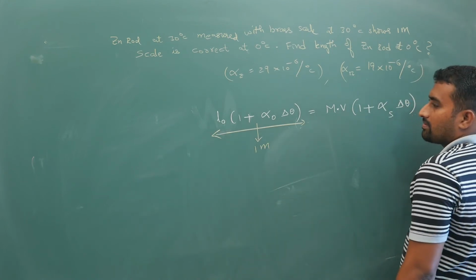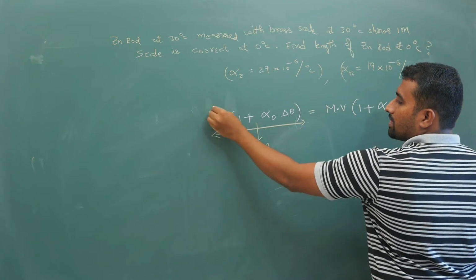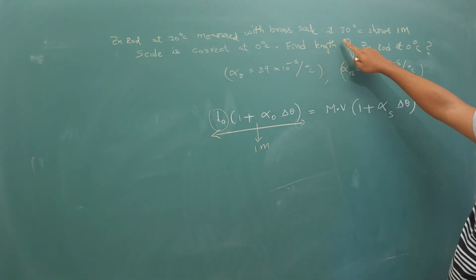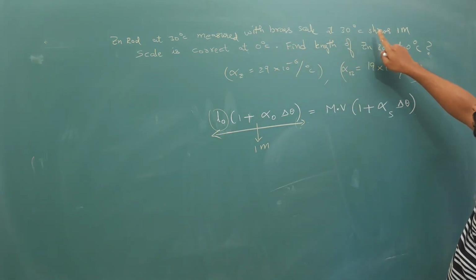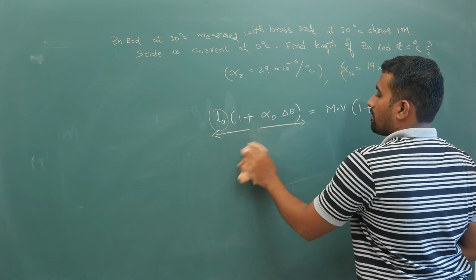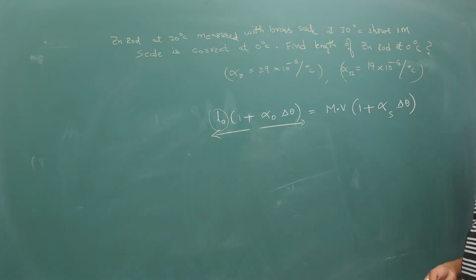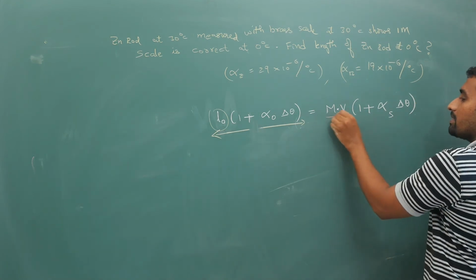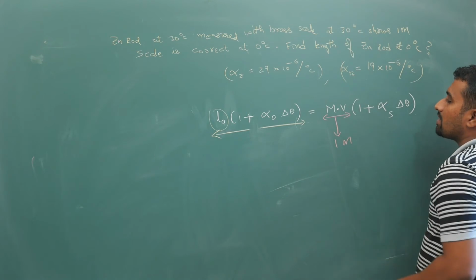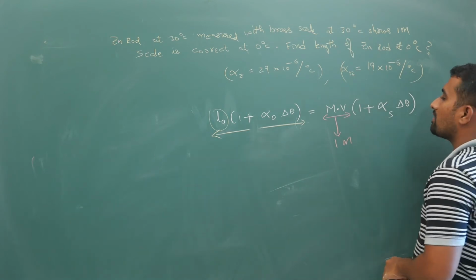He is asking which length means L naught, because the zinc rod at 30 degrees centigrade measured with a brass scale shows 1 meter. Okay, so it shows 1 meter. Appears to be 1 meter long. Okay, appears to be 1 meter long means your measured value is given as 1 meter. Which side what you are supposed to keep, you observe carefully.